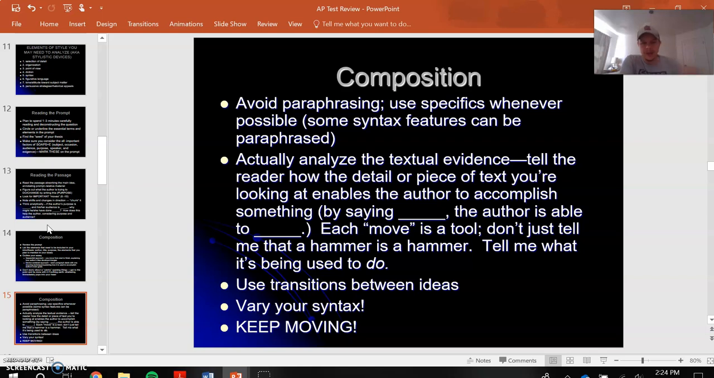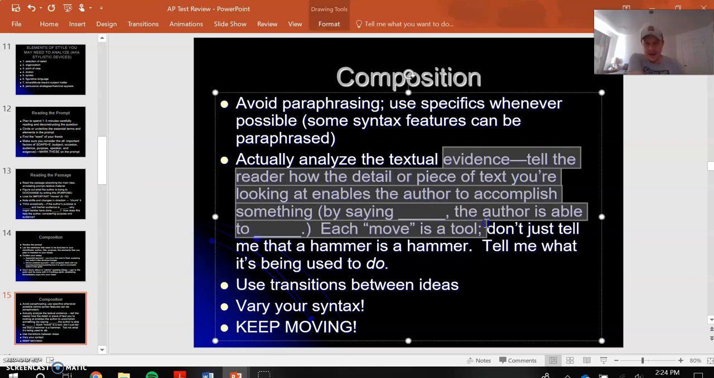The second little bullet here, the most important thing of all: make sure that you're not just telling me over again what the meaning of the quotation is. Don't translate. It's not your job to act as the translator of the original author's meaning. Your job is to talk about how the author's choices are going to impact the audience that the author is trying to reach. Best way to do that, explain how the piece of text you're looking at lets the author accomplish something, speaking in a cause-effect kind of way.